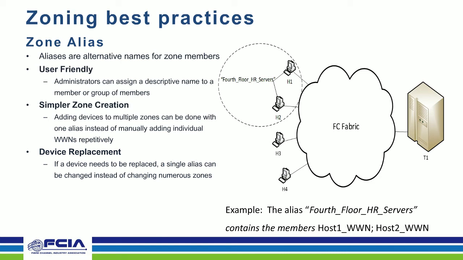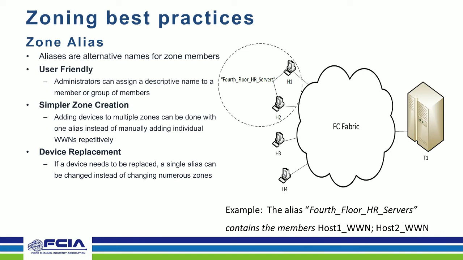And it's also useful for device replacement. So if a device needs to be replaced, a single alias can be changed in one place instead of scanning through the entire zone database to swap out a raw worldwide name member. You can just change the alias, and then that should take care of wherever that device happens to be a member of a zone.